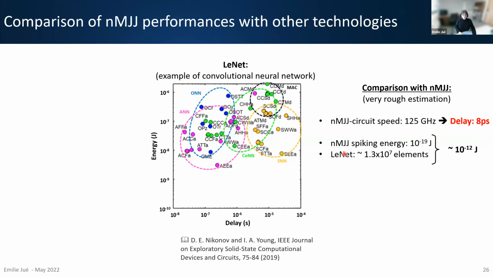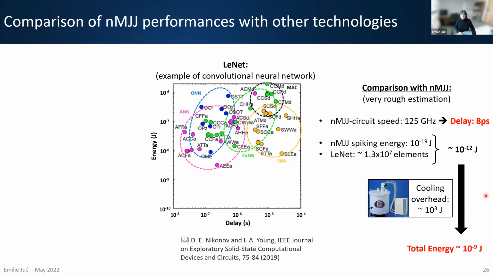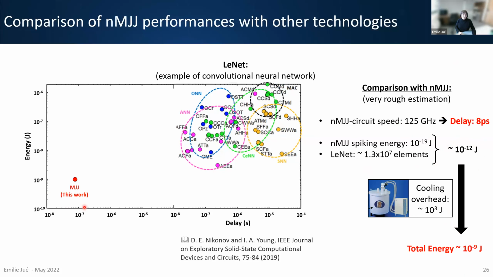Additionally, we've measured experimentally that the spiking energy of the device is about 100 zeptojoules. And to do a LeNet model, we need about 13 million elements. These two numbers tell us that for this system, we will need a total energy of 1 picojoule with a nanoclustered magnetic Josephson junction. We also need to take into account the cooling overhead, and that gives us a total energy of 1 nanojoule to have the same size of model with nanoclustered magnetic Josephson junctions. So if we compare to the other technologies, this is where our device should be.